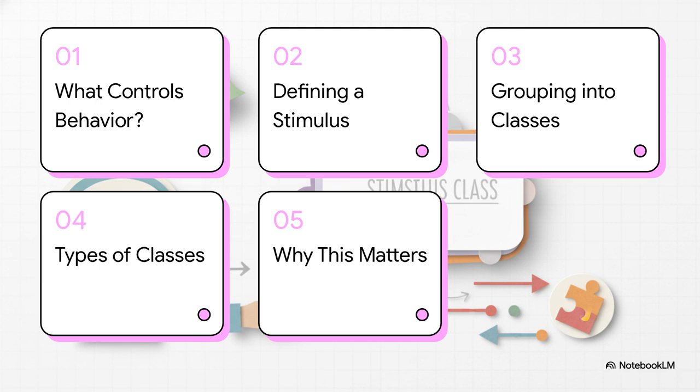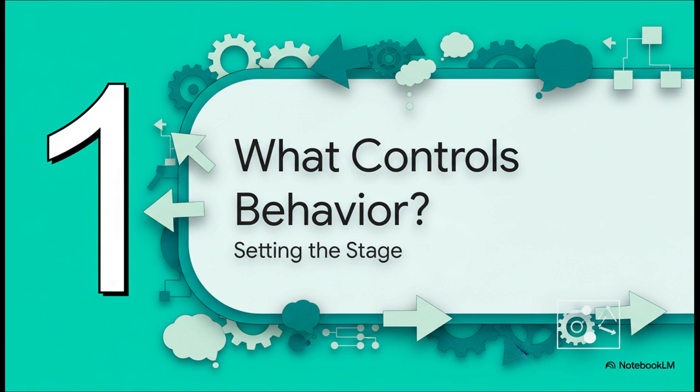All right, so here's our game plan. First, we'll set the stage by asking what controls behavior in the first place. Then we'll get into the specifics of a single stimulus and how we group them into what we call stimulus classes. After that, we'll look at the different types of classes, and we'll wrap up by talking about why this whole distinction is so important in the real world. Okay, let's dive right in.